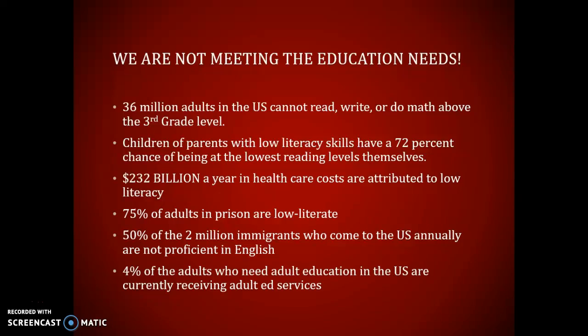We're not meeting the needs of the people who come here, immigrants, and of the adults born in the United States. We've got 36 million adults in the US who can't read, write, or do math above the 3rd grade level. Children of parents with low literacy skills are far more likely to grow into adults with low literacy skills. We spend $232 billion a year in healthcare costs directly attributable to low literacy. 75% of adults in prison are low literate. 50% of the 2 million immigrants who come here every year are not proficient in English, and 4% of the adults in this country who need adult ed services are actually getting them.